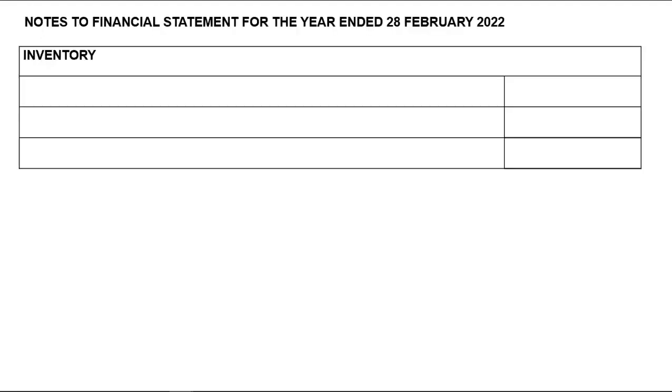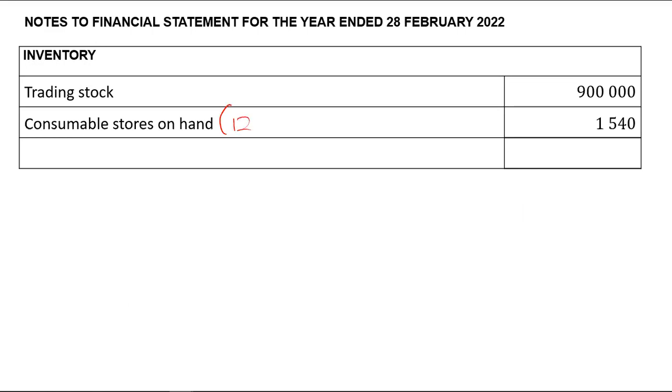Under inventory, we are going to have trading stock, which is per stock count. This is one thing you also can't get wrong because it's given to you. Stock count is 900,000. And then you add consumable stores on hand, which was 1,540. I did show you how I calculated that. You take what is in the trial balance, you minus what was used, which is 11,000. That's how you get that 1,540.